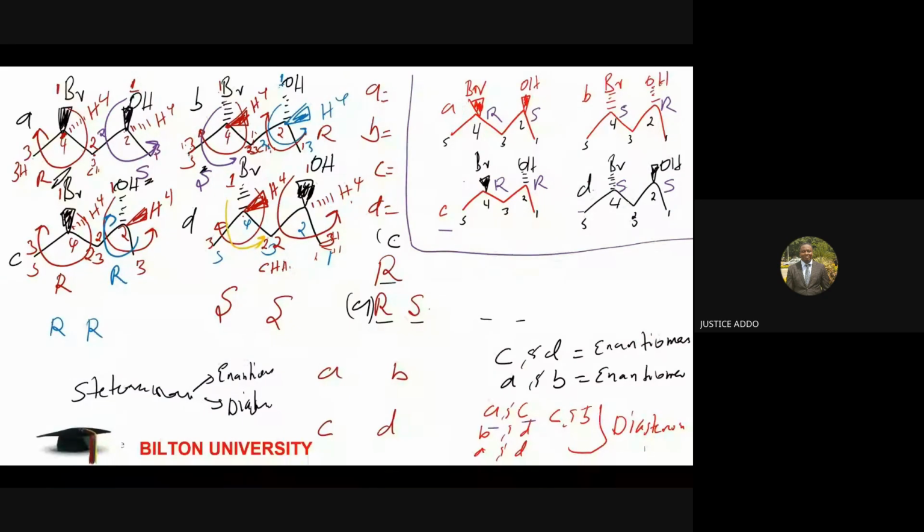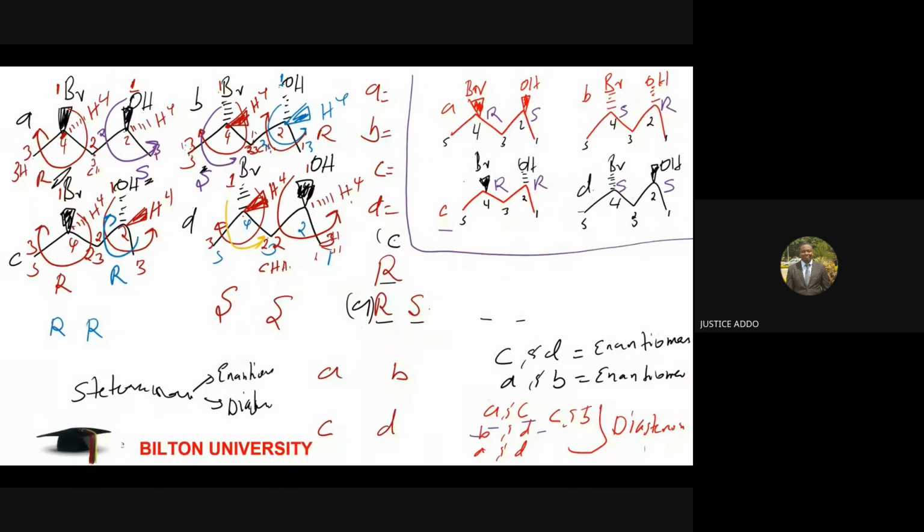Now, if you look at B and D, we are also saying that B and D are diastereomers because if you look at carbon number 4, we have S configuration in B, and in D, we also have S in carbon number 4. So carbon number 4 configuration or stereochemistry has not changed. But if you look at carbon number 2, it has changed from R in B to S in D. So that one has changed. Because only one chiral carbon has changed while the other has not changed, it does not qualify to be enantiomers, but it is diastereomers.